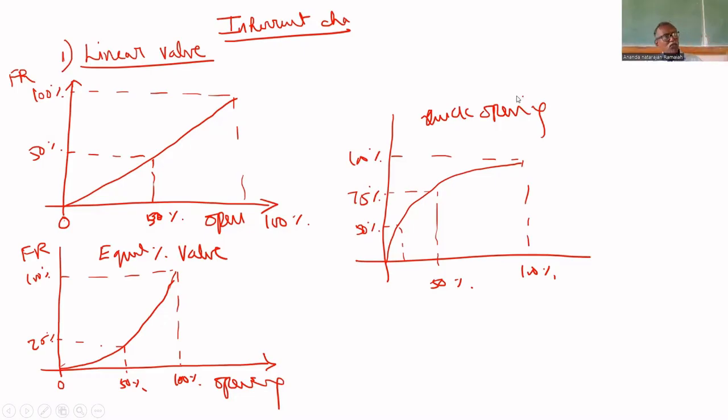A linear valve may be air to open or air to close. An equal percentage valve also can be air to open or air to close. There is no distinction; we can make either air to open or air to close. Similarly, quick opening also can be air to open or air to close. So six ways we can classify, and each one can be air to open or air to close.